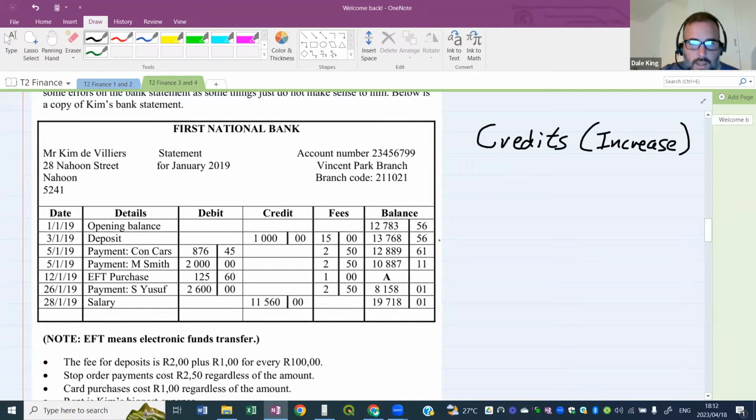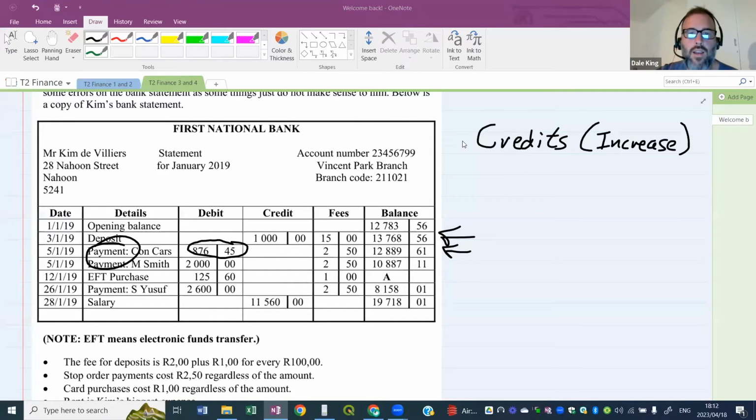Then let's look at this value now, 13,768. There was a payment in the third row on the 5th of January. They put that in the debit column, and that has decreased the value. So it went from 13,768 to 12,889. So the debits, payments coming out of your account, go in the debit column. The money going out is in the debit column. That is decreasing your bank balance.